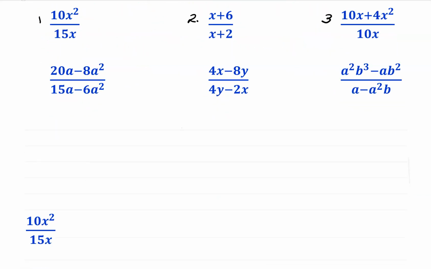Okay, let's get started. So with this one, when everything is multiplied together, you can just separate the numbers and then the letters. So if we look at the 10 and the 15, what's the highest number that goes into 10 and 15? And we know that's 5. So 5 goes into 10 twice, and 5 goes into 15 thrice, or 3 times.